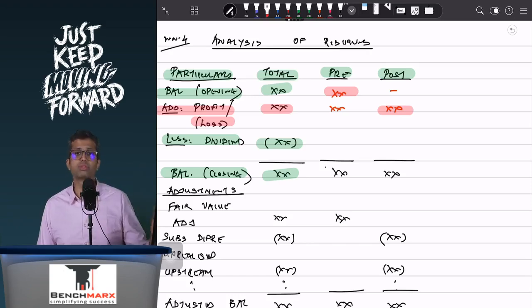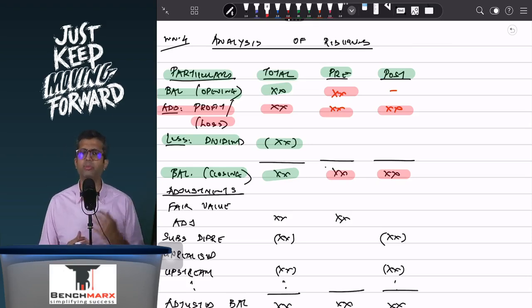But if the date of acquisition is somewhere in the middle of the year, let's say 1st July, then 3 months will go in pre, 9 months will go in post. So this is 3 months and 9 months attribution between pre and post. And you will find the split between pre and post.